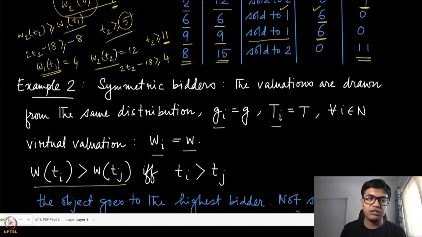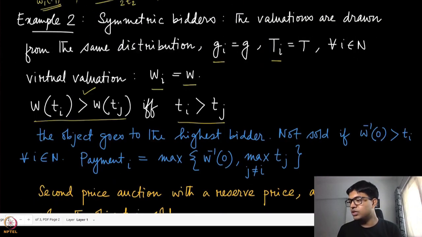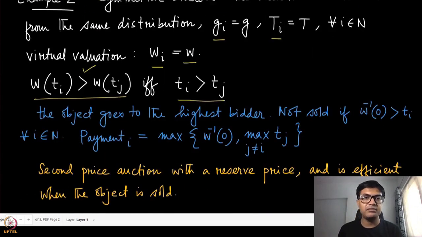the condition of regularity, is that whenever this inequality holds, it implies and is implied by the fact that Ti, the corresponding type of that player, is also going to be larger than the other agent's. So then this optimal mechanism becomes a little simpler. The object actually goes to the highest bidder, and it is not sold if the virtual valuation of all the agents is less than zero.